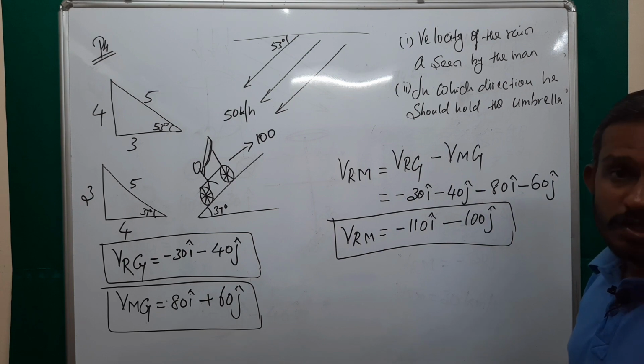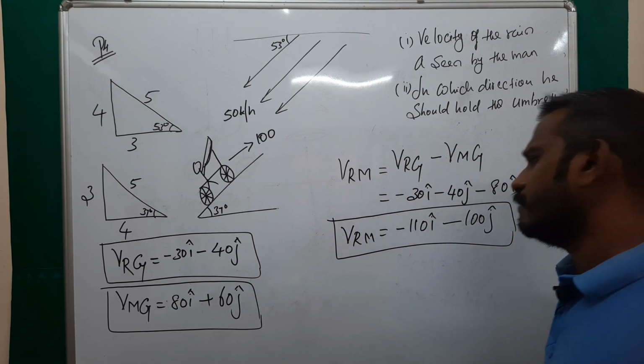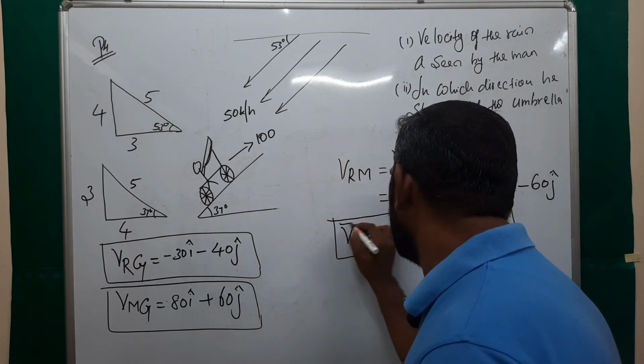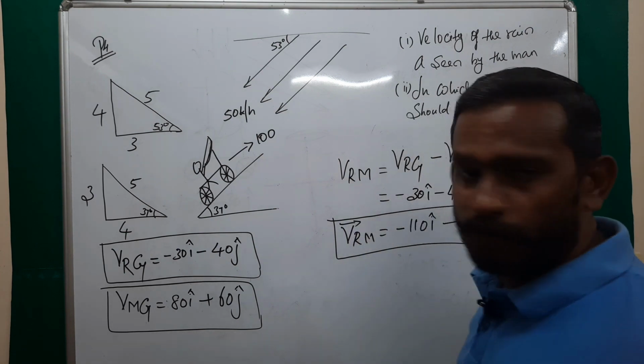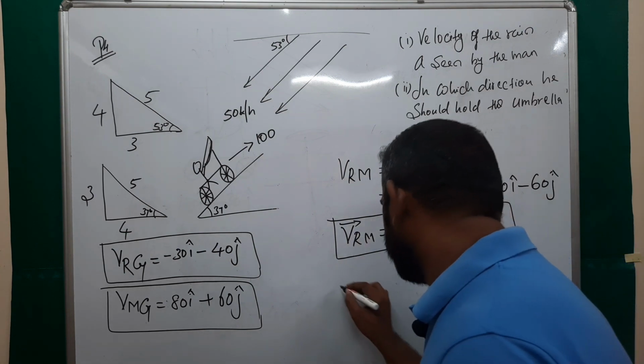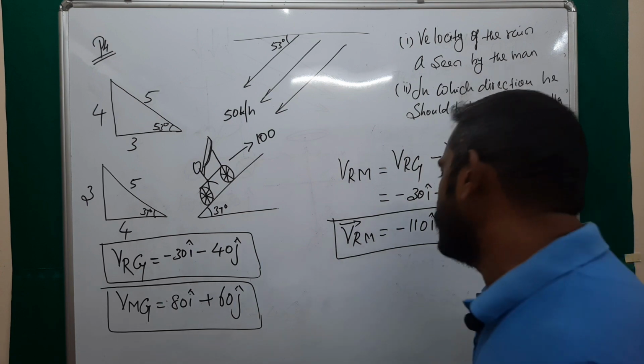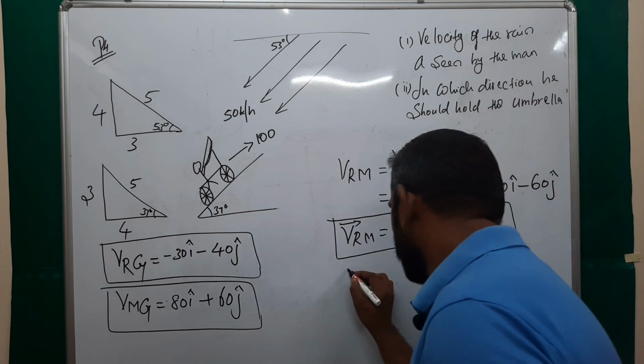Clear? So what is the speed of the rain as seen by the man? This is the vector form only. If you want to find the magnitude, what is the speed of the rain as seen by the man?